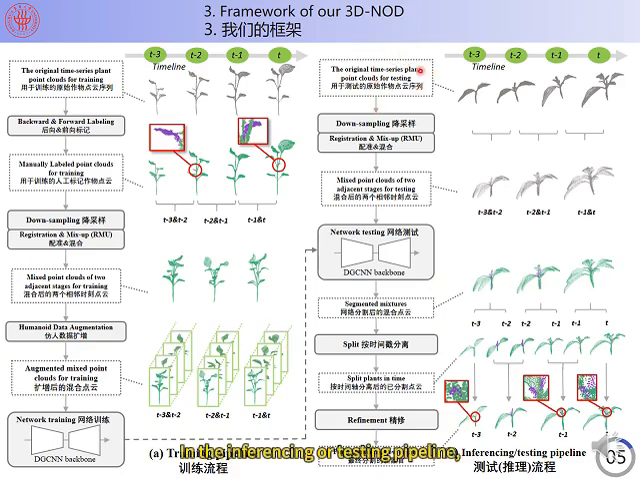In the inferencing or testing pipeline, the time series plant point clouds for testing are first downsampled and fed into the RMU module to generate the spatial temporally merged point clouds. Then after network inferencing, each merged point cloud is first split in time, and then the results are refined to further increase the detection sensitivity on new organs. In the next few slides, we are going to explain what we did in each step.